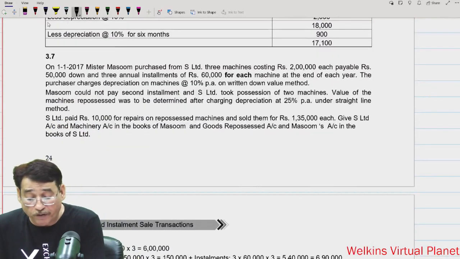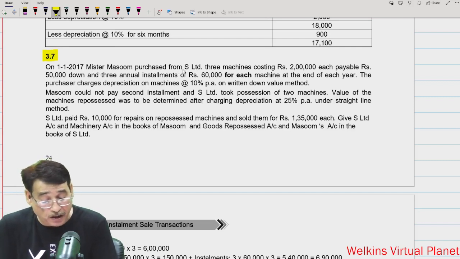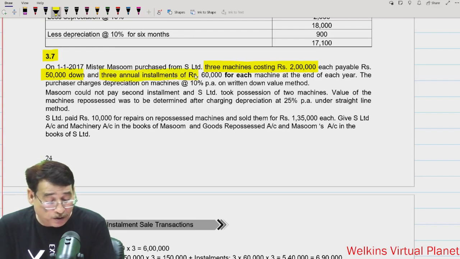Just have a look over this particular question, that is 3.7 now. On 1-1-2017, Mr. Masoom purchased from S Limited three machines costing 2 lakh each. Payable rupees 50,000 down and three annual installments of 60,000 for each machine.